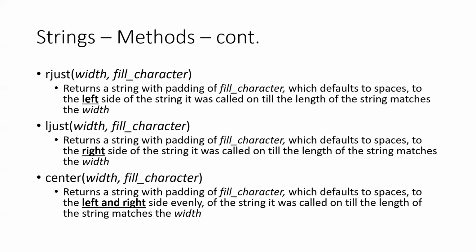We talked about justification. So we have rjust. Remember, with rjust, ljust, and center, you have to pass a width, and you can pass a fill character. By default, it's going to do it with spacing. If we wanted to fill in with, say, asterisks or pound signs or something else, we have to put that fill character in there.